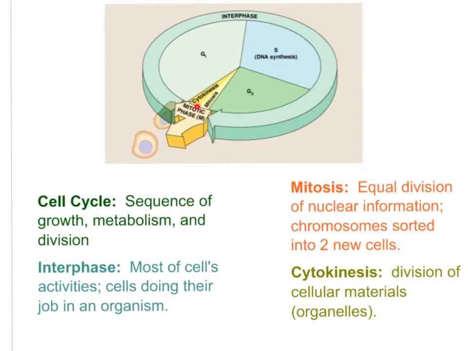We have this little part of the cell cycle right here called the mitotic phase, and that includes mitosis and cytokinesis. Remember from the cell cycle, mitosis is where we have the equal division of nuclear information. The chromosomes are sorted out so that we go from one cell to two new cells, two daughter cells. Cytokinesis is just the final division of the cytoplasm and the organelles. And that makes up the mitotic phase.